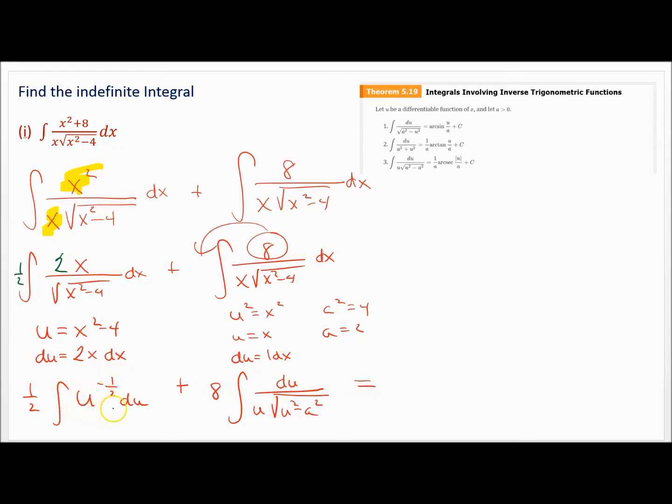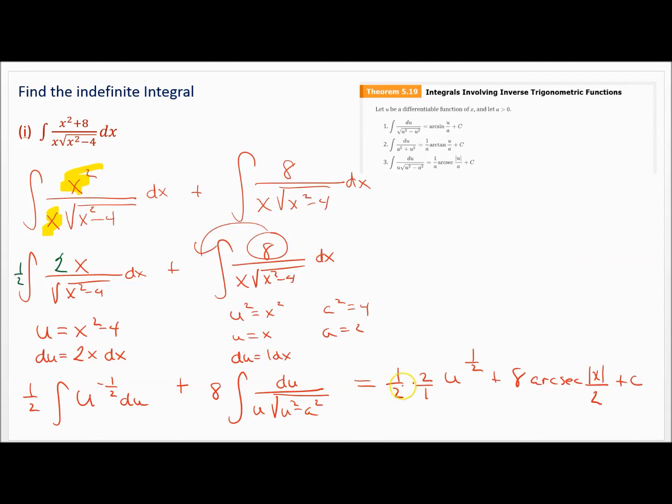Let's keep going. I find the antiderivative of u to the negative 1/2. I add 1 to that, so that's u to the positive 1/2 divided by 1/2. So there's a 1/2 in front, and positive 1/2 actually multiplied by 2 because I'm dividing by 1/2, so that's 2 over 1, u to the 1/2 plus 8, and this is arcsecant, right, of u over a, in absolute value, u is x, so the absolute value of x over a is 2 plus c.